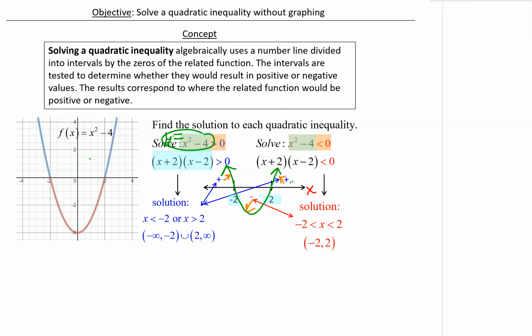The solutions, you have to remember, correspond to the portions on the number line, which is your x-axis. So this is where the function is positive: x is less than -2 or greater than +2. And in the middle here, this is where our function or inequality is negative, which is between -2 and +2.